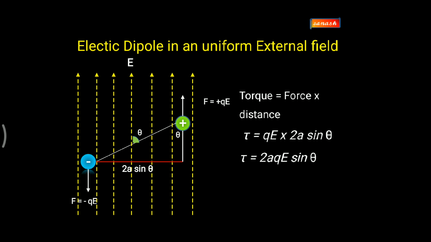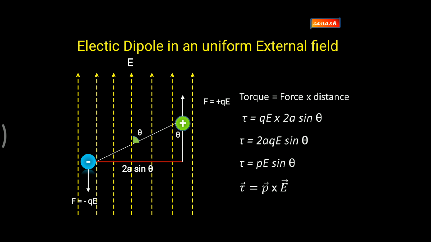We are already familiar with 2aq. It is the dipole moment P, the product of either of the charges and the distance of separation. So that is equal to PE sine theta. Now in the vector form, vector tau is equal to vector P cross E. That is the torque experienced by an electric dipole placed in an external electric field.